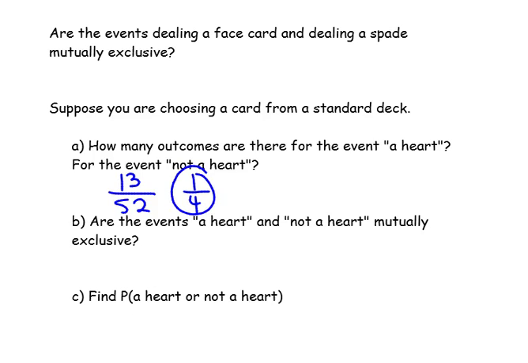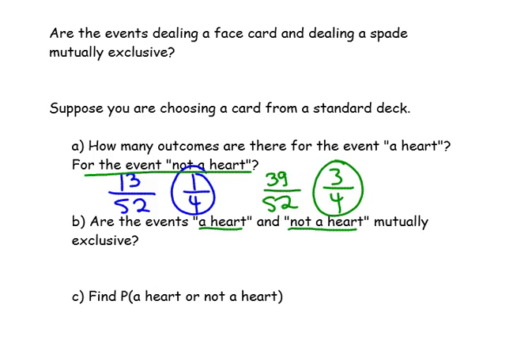What's the probability of drawing not a heart? Well, how many of the cards in the deck are not a heart? Well, if 13 are, the other 39 must not be. So for not a heart would be 39 out of 52, which simplifies to 3/4. Are the events a heart and not a heart mutually exclusive? Can you draw a card that is a heart and not a heart in the same card? Well, no. Either the card is a heart or it's not a heart. It can't be both. So yes, those two events are mutually exclusive.